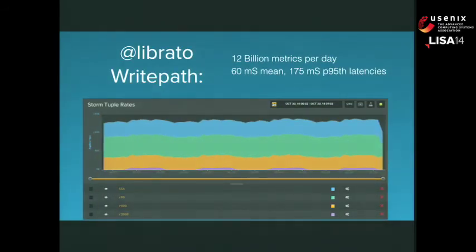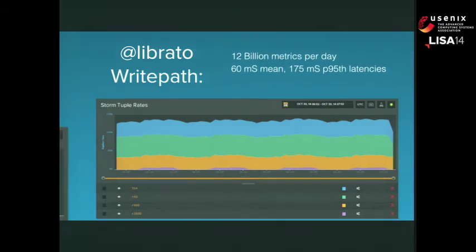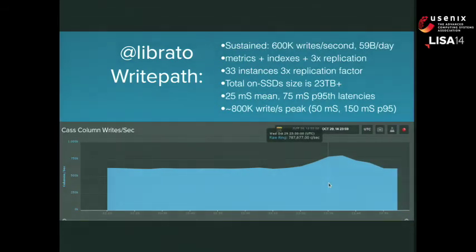Our stream processing tier handles about 12 billion inbound metrics per day, which is, I think, on the order of 140,000 a second with 60 millisecond mean latency. We sustain around 600,000 writes per second and burst into the 800s. Our bursts usually last around 20 minutes to an hour. Our write latency is about 25 milliseconds, mean. I think the P95 is up around 75.